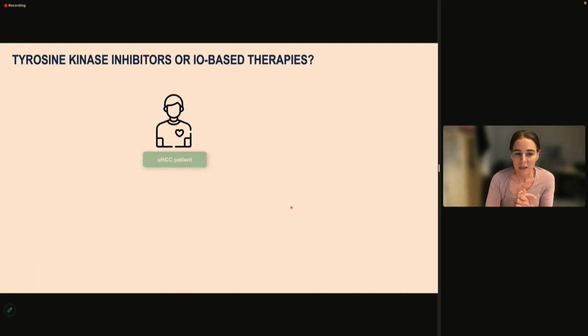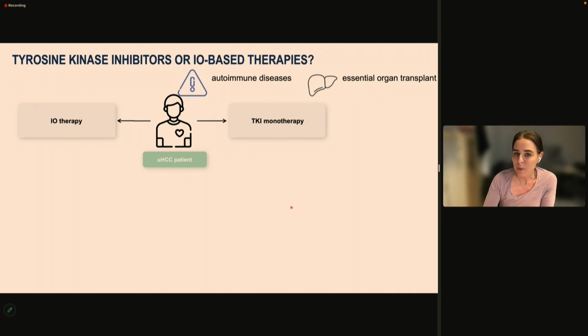So if you have an HCC patient and you decide this is a patient that should receive systemic treatment, the first choice that you will basically have to make is whether you will treat this patient with a TKI, with a tyrosine kinase inhibitor, or whether you will treat him with an immuno-oncology-based strategy. So to be honest, what is a patient where I still consider TKIs to be the most appropriate choice?